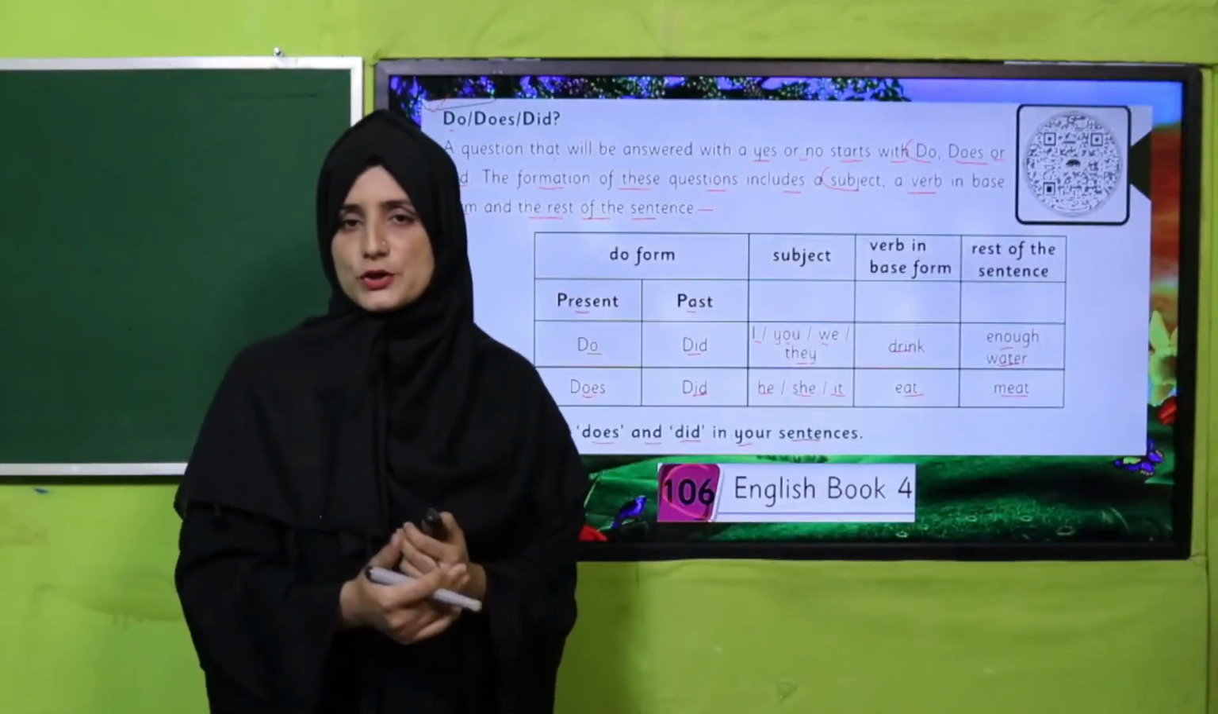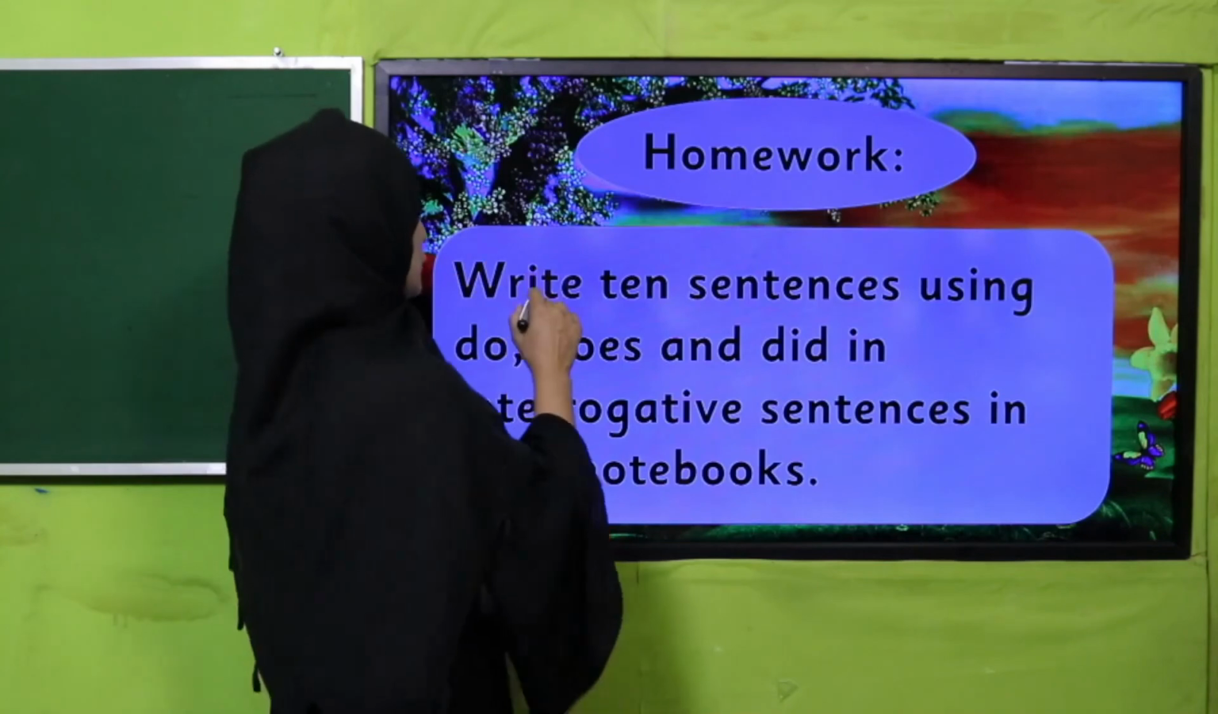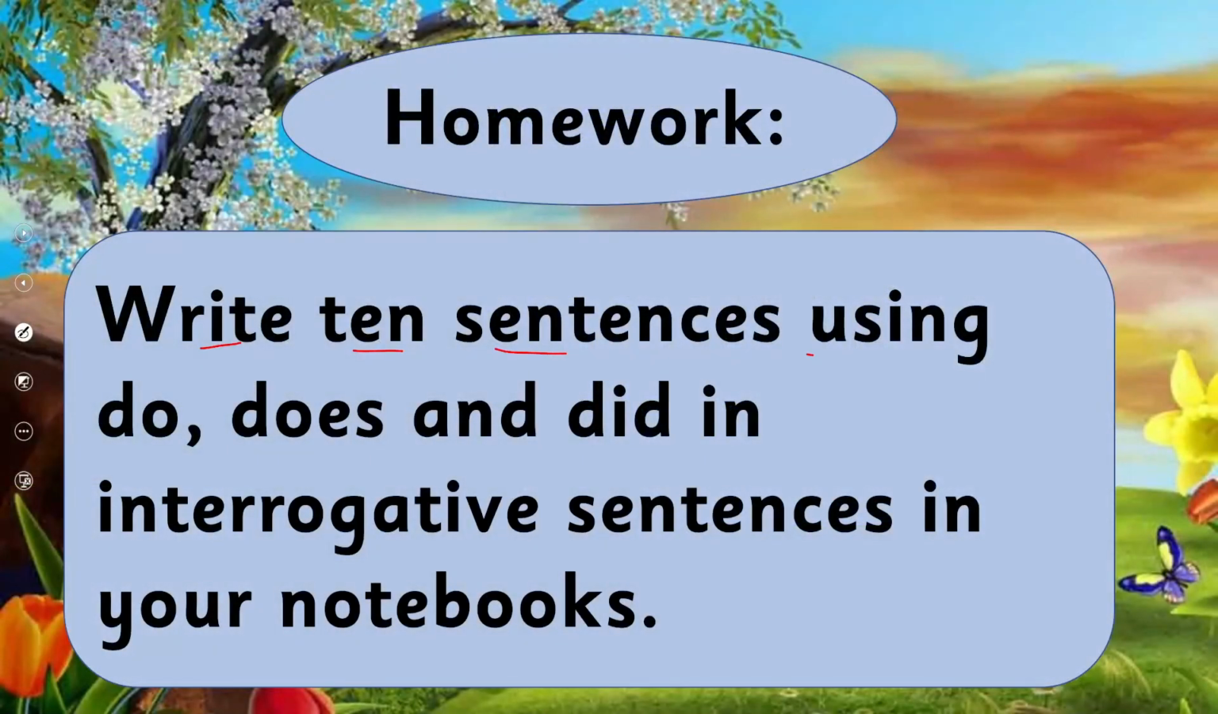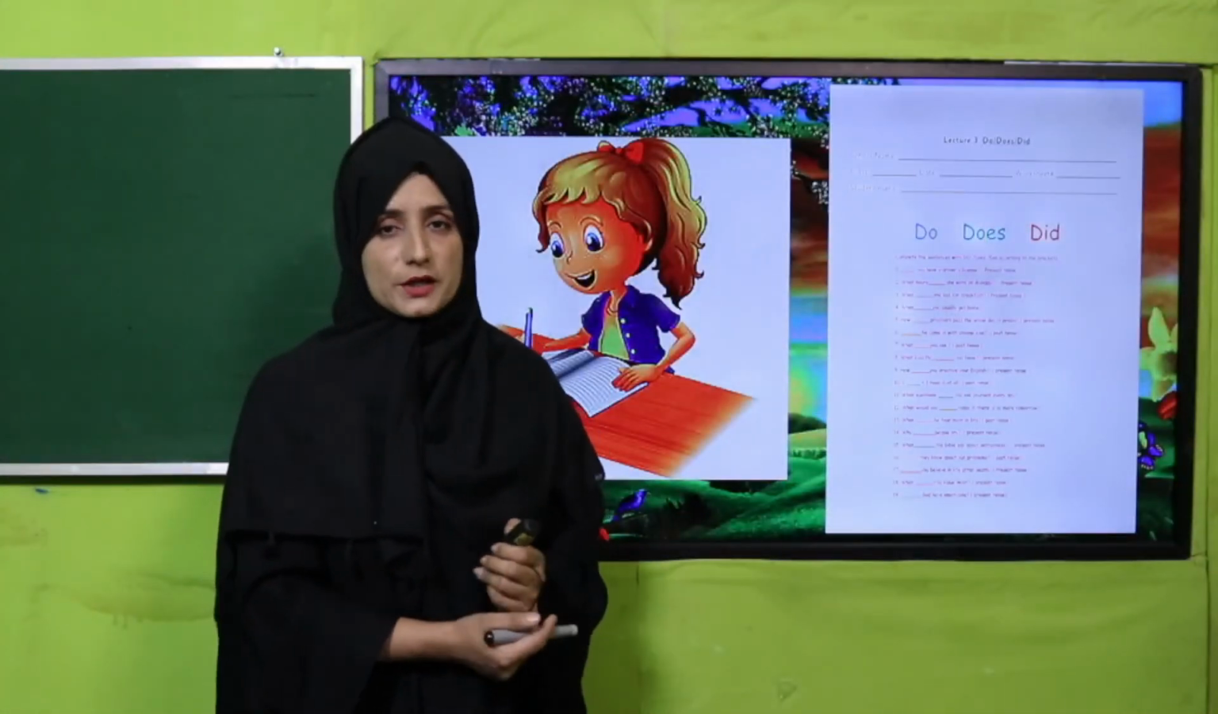Excellent job, good job. I hope you have got it, my dear students. So what's our homework for today? Write 10 sentences using do, does and did in interrogative sentences in your notebook. So this is your homework for today. And yes, my dear teachers, this is the worksheet, and the worksheet link is given below. You should click it and provide it to your students in printed form.